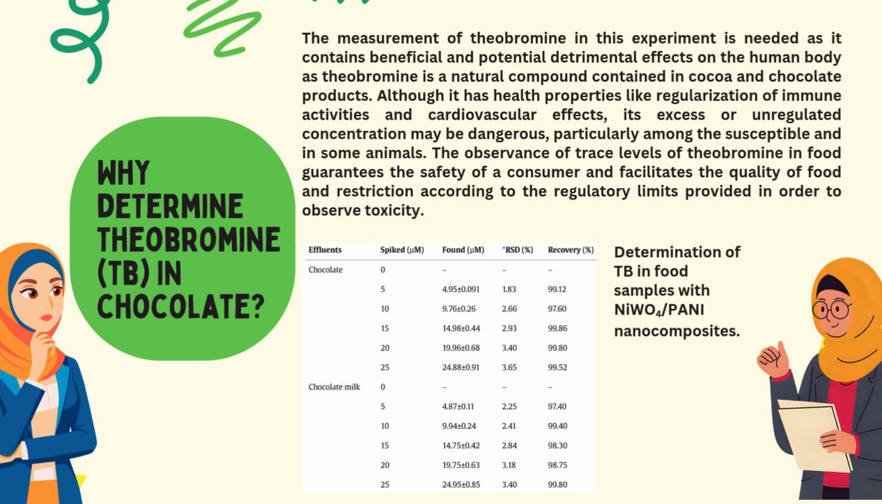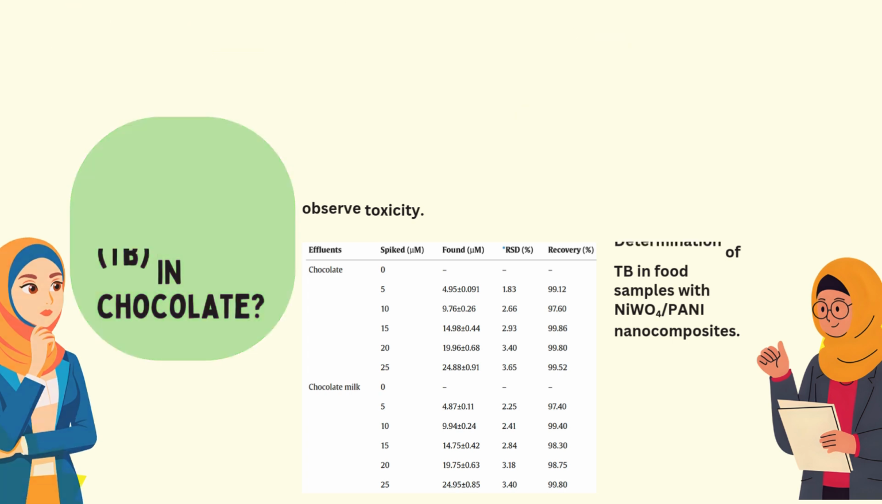For example, theobromine can cause toxicity in pets like dogs and horses and may have adverse effects on livestock when present in animal feed. Monitoring trace levels of theobromine in food ensures consumer safety, helps maintain food quality, and complies with regulatory limits designed to prevent toxicity.